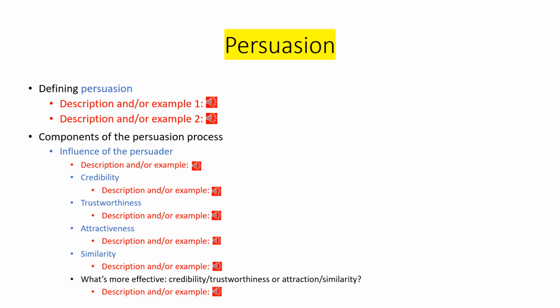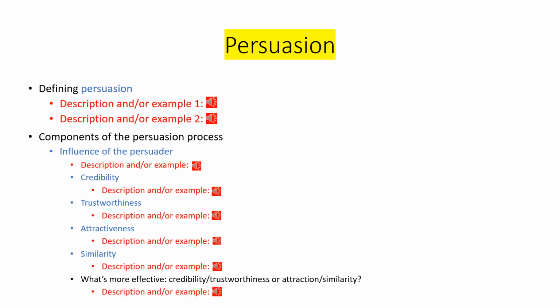The first component of the persuasion process we should focus on would be the influence of the persuader. Essentially, this would involve characteristics of the person that's making the persuasive attempt, the person doing the persuading. So think about the salesperson. This would involve the characteristics, the traits, the expertise, the knowledge, how this person is perceived, and how those characteristics and traits and perceptions can increase or decrease the effectiveness of the persuasive attempt.